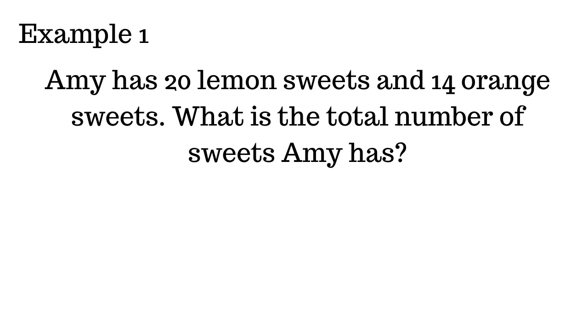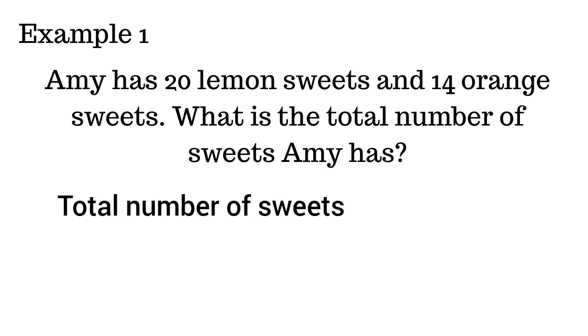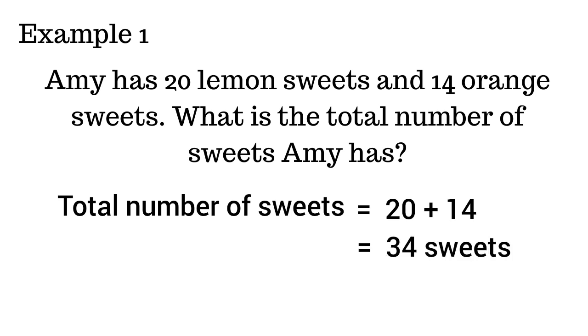In mathematics, anytime you hear total, find the sum, put together, how many are there in all? All of this represents addition, plus. Anytime you hear any of those phrases, then you should add to get the answer. So to find out the total number of sweets that Ami has, we will simply add the number of lemon sweets to the number of orange sweets. So we have total number of sweets is equal to 20 plus 14, which is equal to 34 sweets.